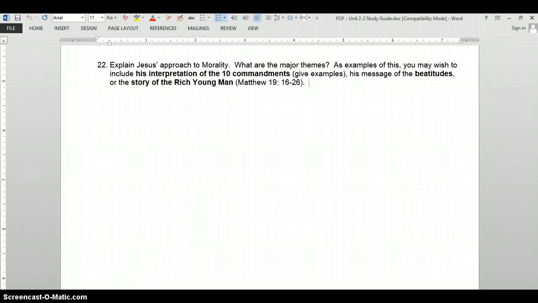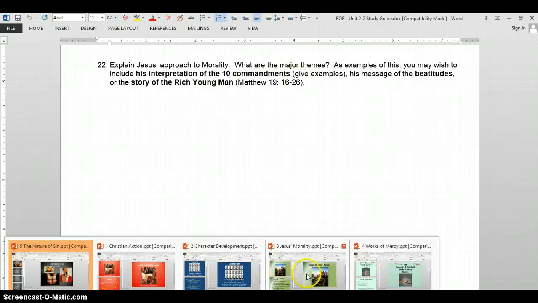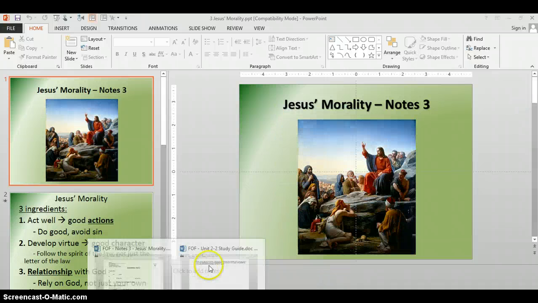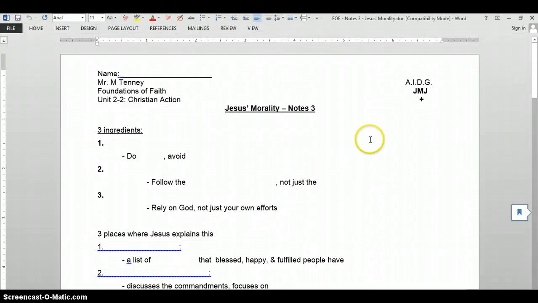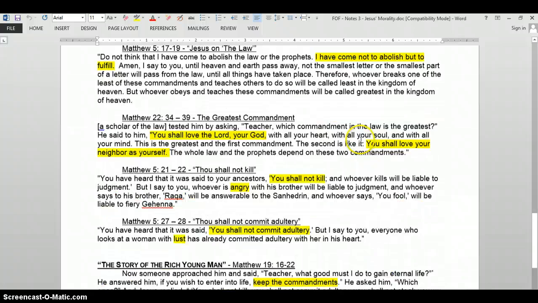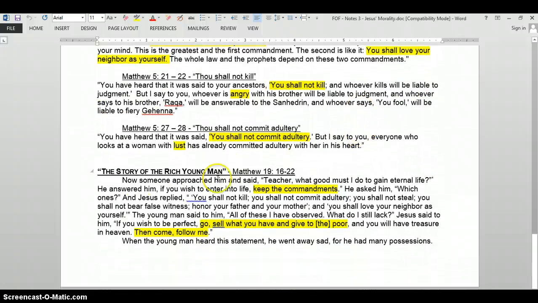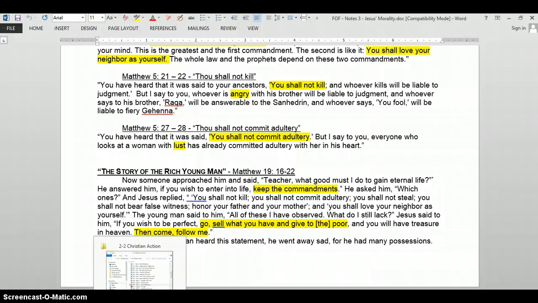So we're going to be looking at notes number 3, so the PowerPoint is there, and the handout, which will also be very important because it has very relevant scripture verses on the back, is right there. You can find both of these on Edline under Notes and Assignments, as you can find everything from this unit.